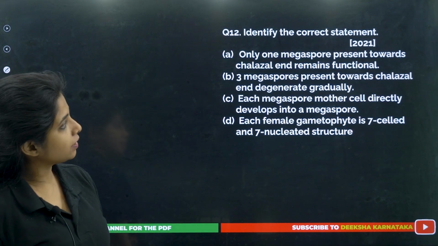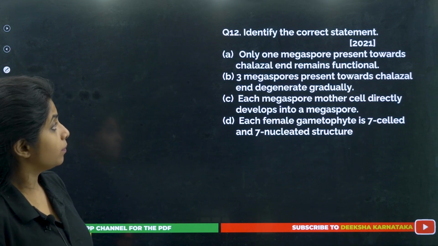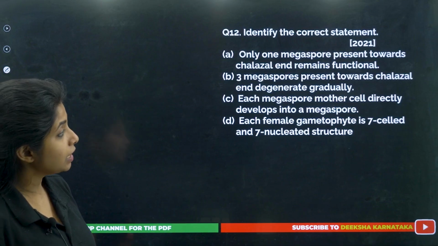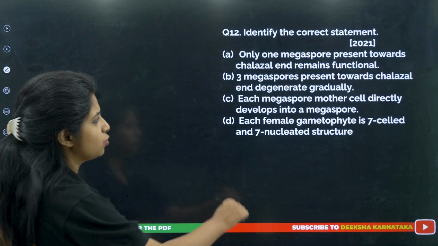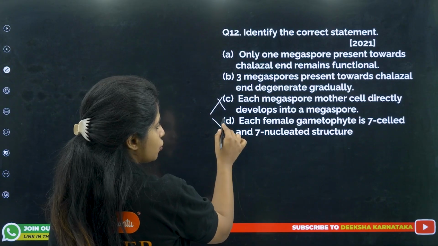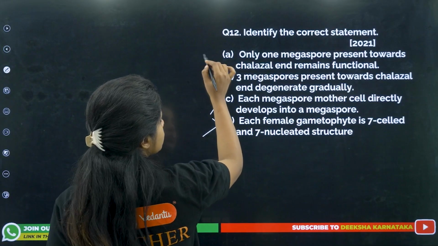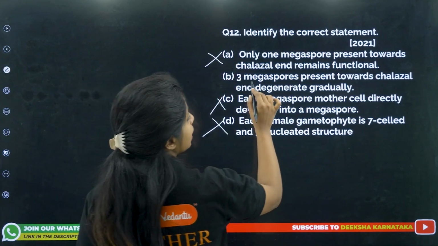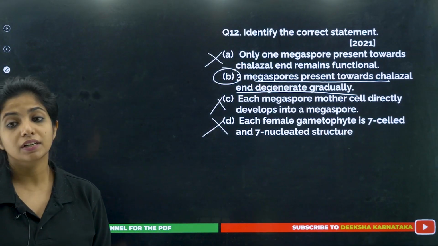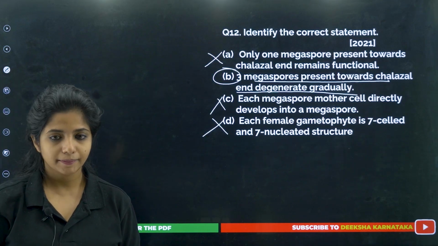Next question. Identify the correct statement. A. Only one megaspore present towards chalazal end remains functional. B. 3 megaspores present towards chalazal end degenerate gradually. C. Each megaspore mother cell directly develops into a megaspore. No. D. Each female gametophyte is 7-celled and 7 nucleated structure. No. It is 7-celled and 8 nucleated structure. Now, only one megaspore present towards chalazal end remains functional. No. 3 megaspores present towards chalazal end degenerate gradually. This is the correct statement. So these 3 will be degenerating, the rest 1 will be surviving.